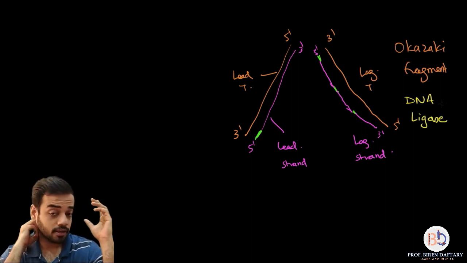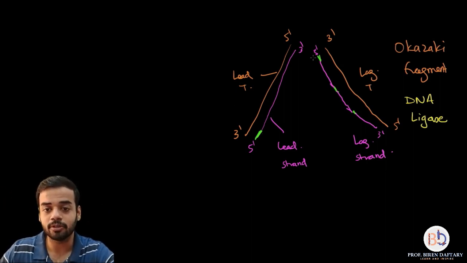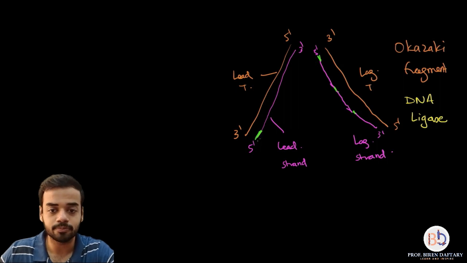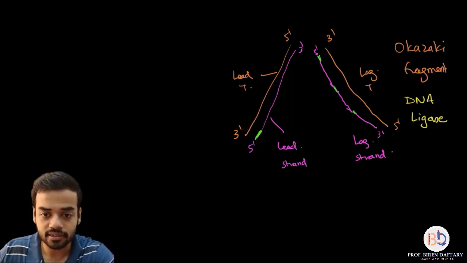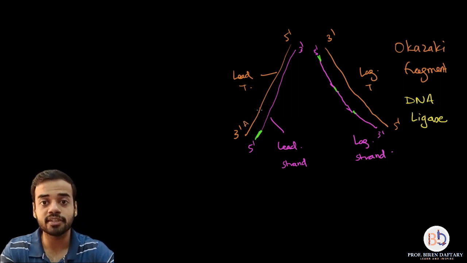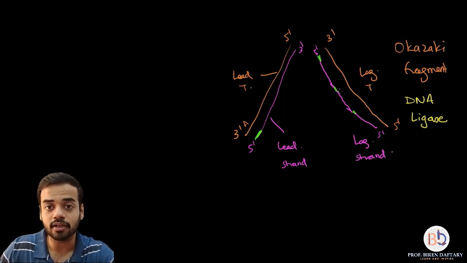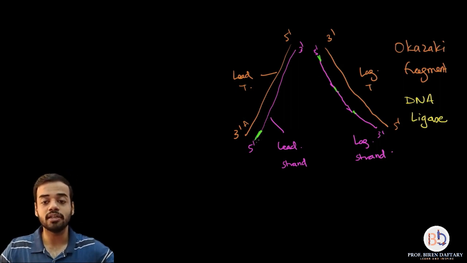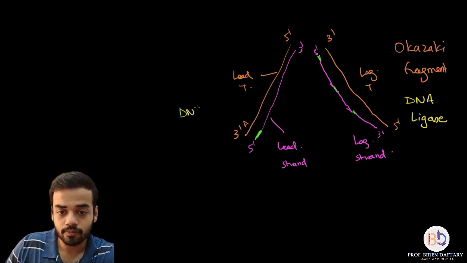Is this clear? After joining, the next thing is you need to remove this RNA primer, because this is RNA. Suppose the sequence over here is A, that means the sequence over here is U, but U is present in RNA, and you are forming DNA, so you need to remove these primers, correct? And this primer removal is again done by the enzyme DNA polymerase, please remember.